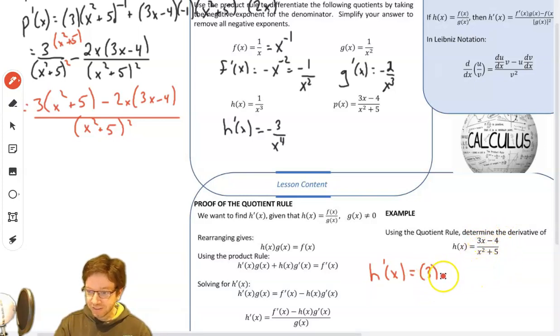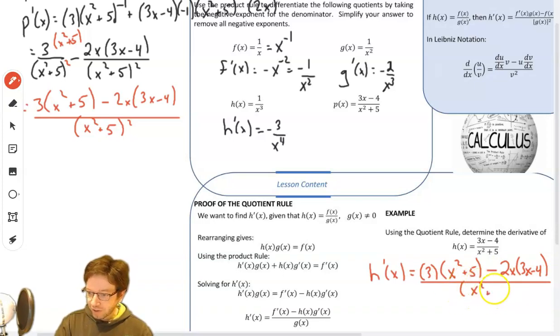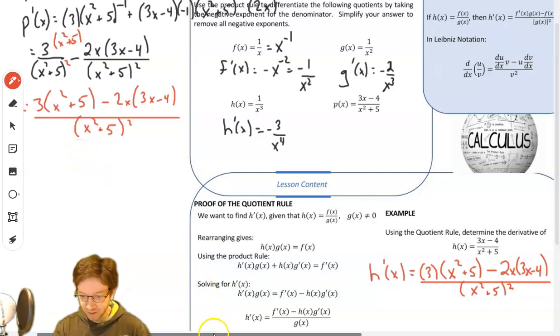multiplied by the denominator, so x squared plus 5. And then we can subtract the derivative of the denominator, so we're going to be left with 2x times the numerator, 3x minus 4, all divided by x squared plus 5 squared. And that's exactly what we had right here in this step. So we did that in just one step. So it is quite convenient, the quotient rule.